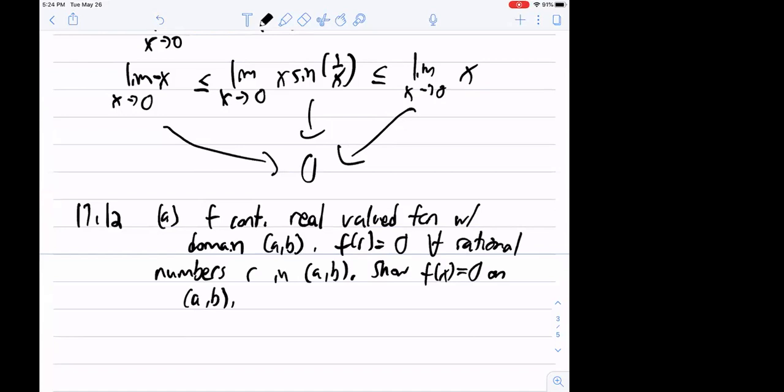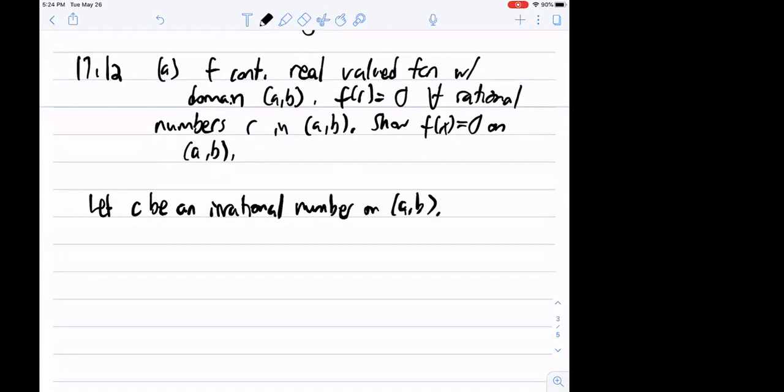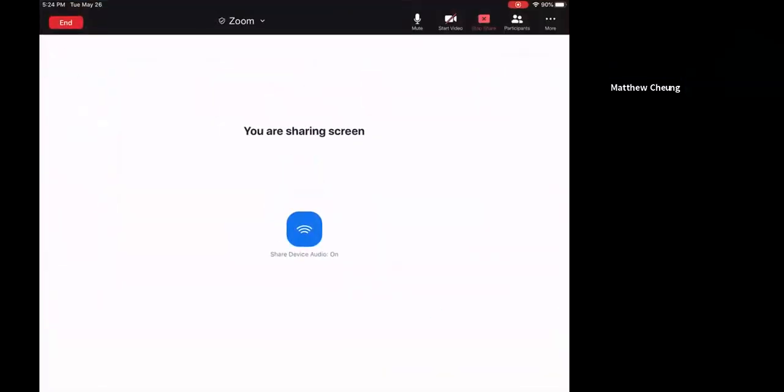Okay, why is this true? This should actually be really quick. What do we need right now? We know it's 0 on rationals. So what's left? We need to show it's 0 on irrationals in [a, b]. So let c be an irrational number in [a, b]. Okay, how can I relate an irrational with a rational? What do I know about rational numbers? What's the nice thing about rational numbers?